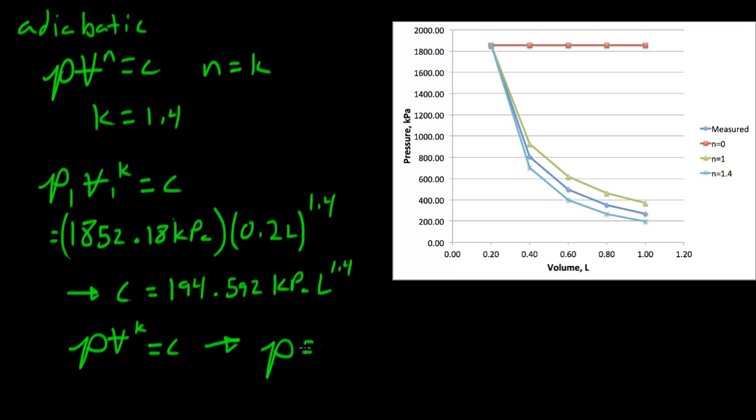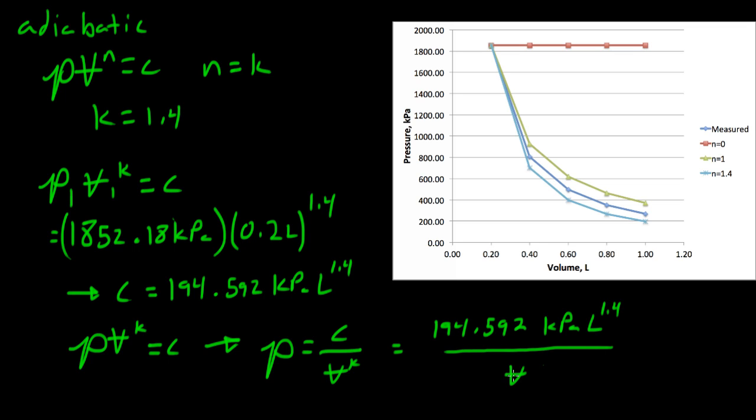And so we have that pressure is equal to our constant divided by V to the K, which is equal to 194.52 kPa liters to the 1.4 divided by the volume to the 1.4. We plot the computed values and see that these pressures slightly underestimate the measured data.